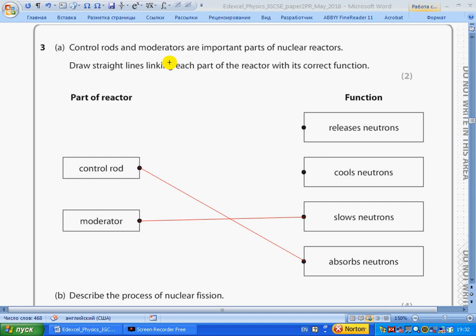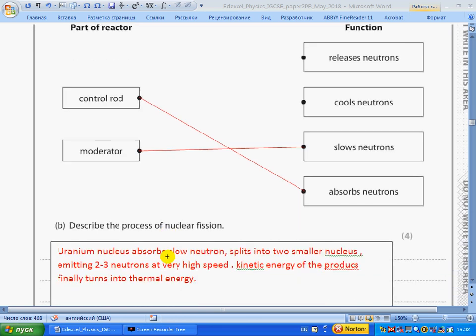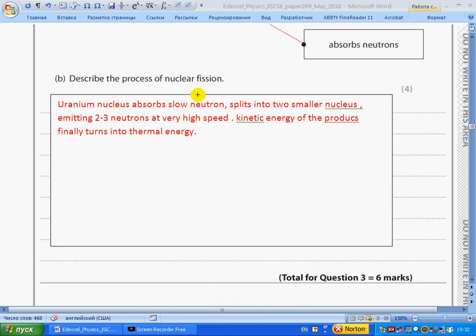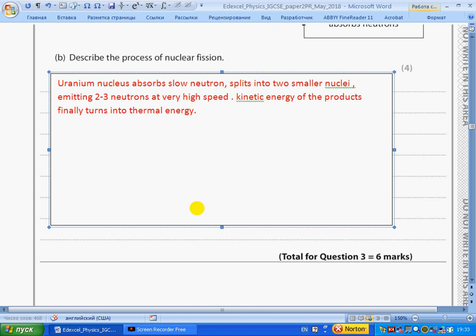3a. Control rods and moderators are important parts of nuclear reactors. Draw straight lines linking each part of the reactor with its correct function. Control rods are used to absorb neutrons, and the moderator slows neutrons. Describe the process of nuclear fission. A uranium nucleus absorbs a slow neutron, splits into 2 smaller nuclei. Here, mistake, plural, emitting 2-3 neutrons at very high speed. The kinetic energy of the products finally turns into thermal energy.